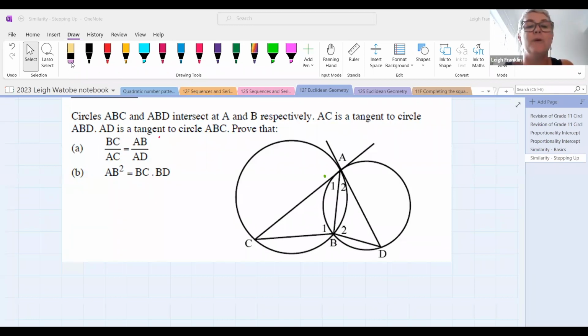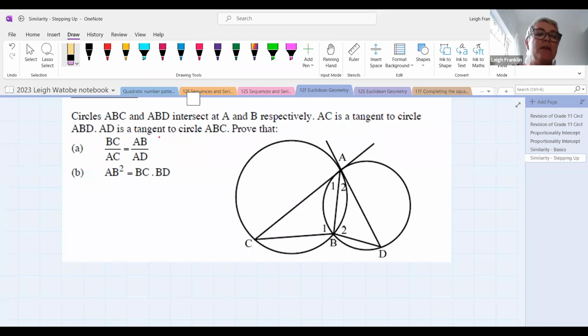Sometimes they become really, really mean in Euclidean geometry, and they do something like this to us. Here they've given us two circles, ABC and ABD, and they tell us that they intersect at A and B. So that's where the circles cut each other. First, they tell us that AC is a tangent to circle ABD. So again, we see that word tangent, okay?